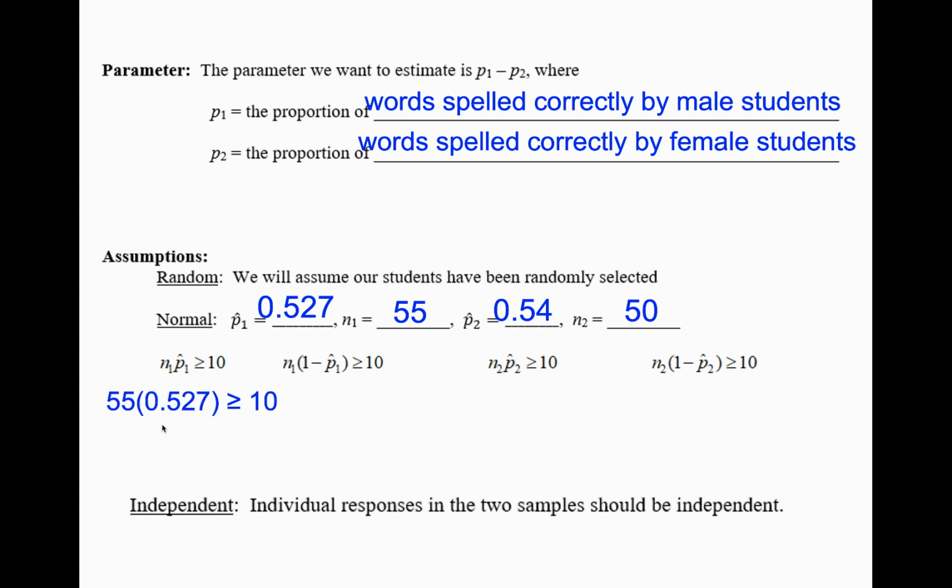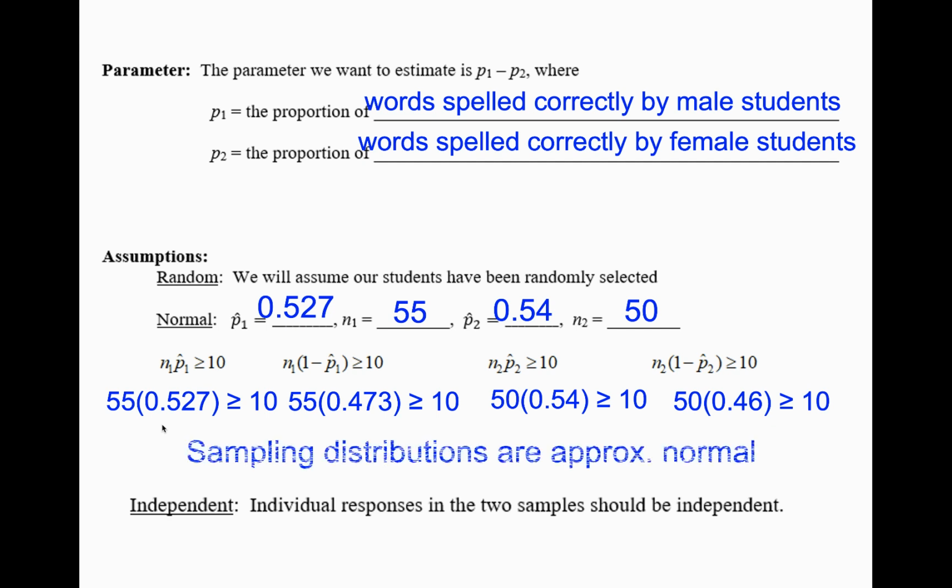So there's the first one, which is N1 times P hat 1. There's N1 times 1 minus P hat 1. And then N2 times P hat 2. N2 times 1 minus P hat 2. And all of those are greater than or equal to 10. So what that tells us is that our sampling distributions are approximately normal. We would actually have 2 different sampling distributions.